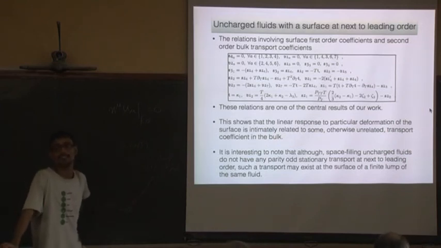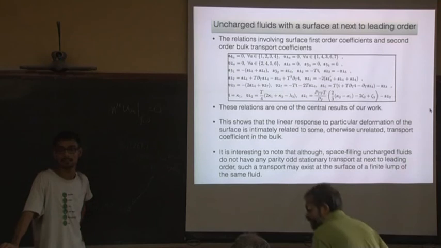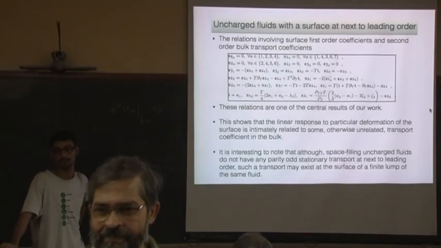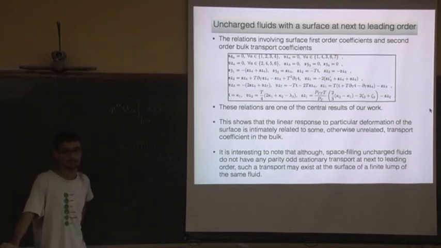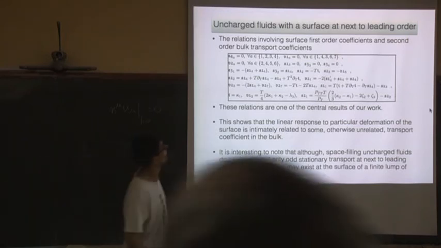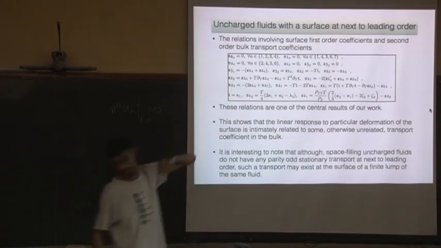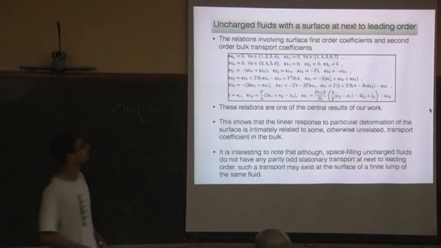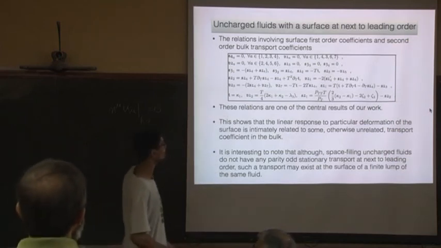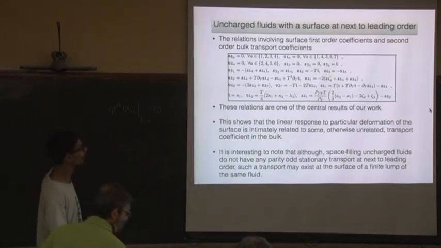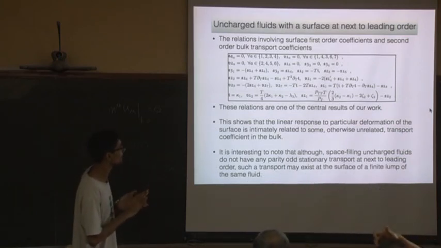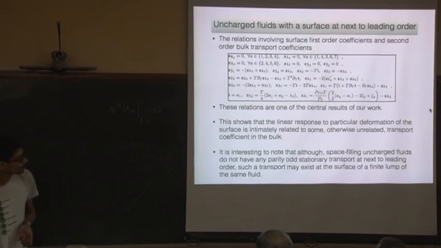So this has constraints on non-dissipative transport coefficients, also derived by insisting the entropy current is conserved. Interesting. Okay. So by comparing the previous stress tensor with the stress tensor that's coming out here, you can see there are actually 28 relations here, and this shows that the linear response to the particular deformation of the surface is intimately related to some otherwise unrelated transport coefficients, second order transport coefficients in the bulk.